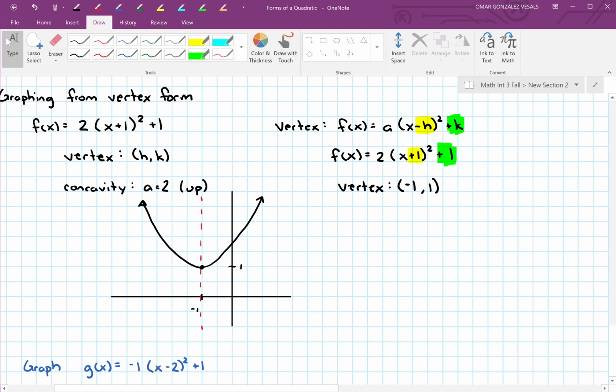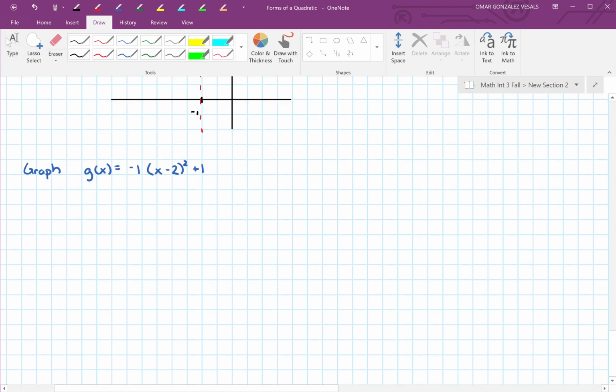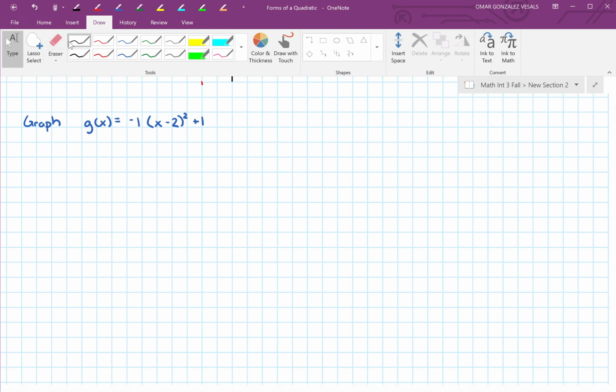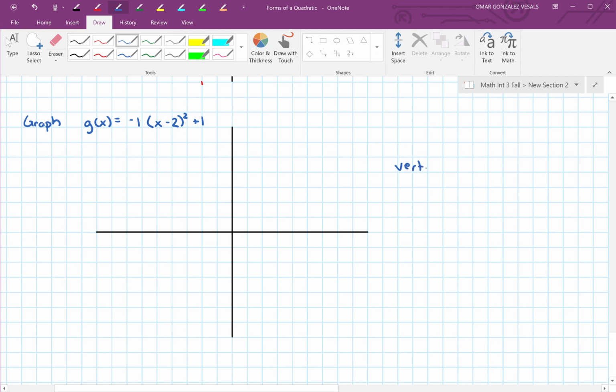Can I scroll up now? Of course. What's my vertex, guys? Vertex is 2, 1. Very good. So I go over 2, and up 1. Which way does this open up? It opens down, right? So then my graph is going to look something like this.